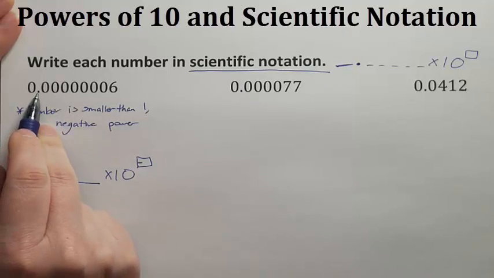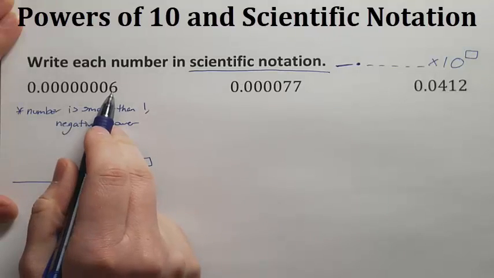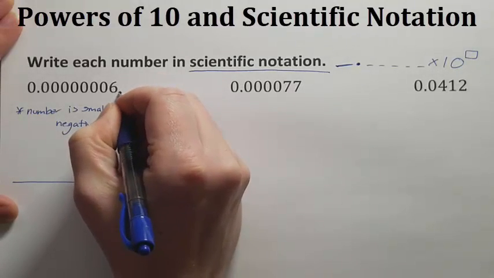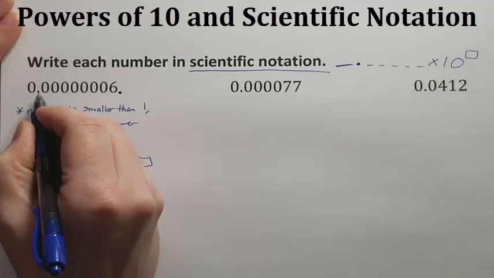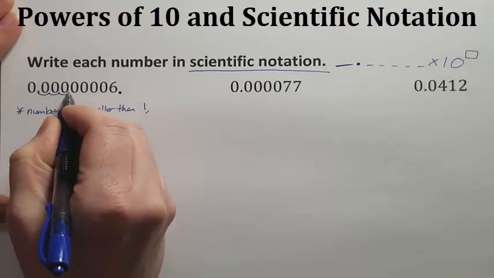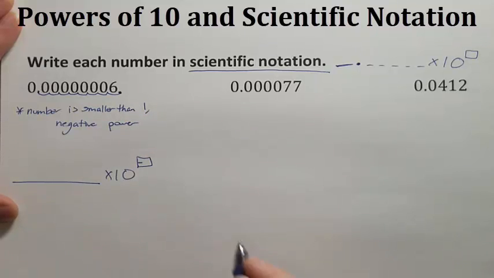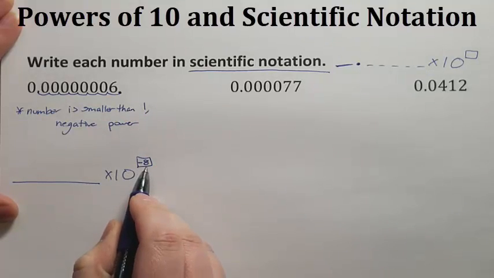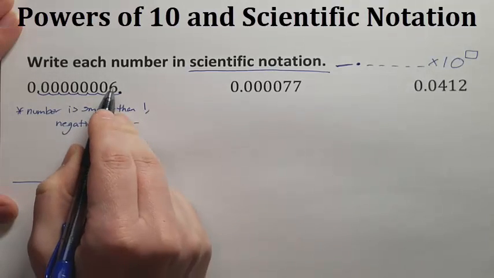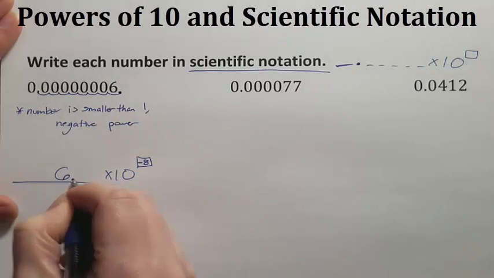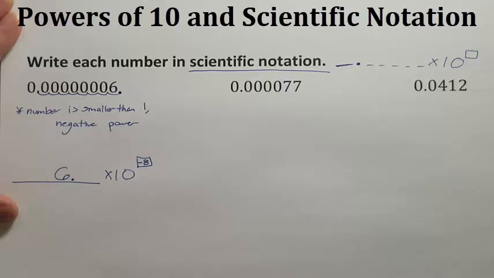Now, my decimal point's currently right here. I don't want it there. I need to have a single digit between 1 and 9. There's my digit. The decimal point needs to be right there. So I needed to move 1, 2, 3, 4, 5, 6, 7, 8. I need to move 8 placeholders, so my exponent is a negative 8. What is my number? It's 6 point. So 6 point is my number times 10 to the negative 8.